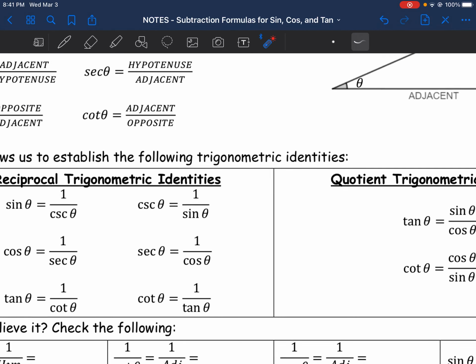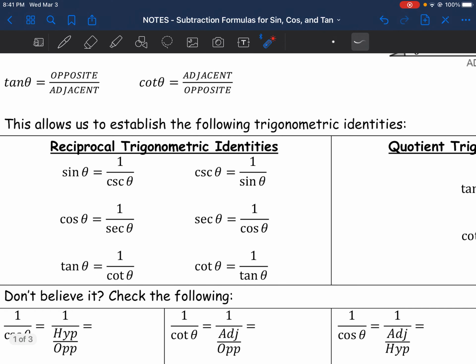And towards the beginning, we also established what we called the reciprocal trig identities. However, I don't know if we called them identities at the time. So we said that the sine of an angle is equal to 1 divided by the cosecant of the angle. That's right here. The cosine of an angle is 1 divided by the secant of an angle. The tangent of an angle is 1 divided by the cotangent of the angle, and so on and so forth.